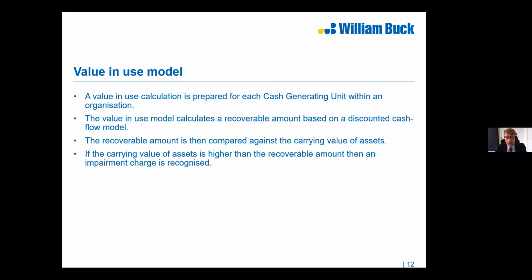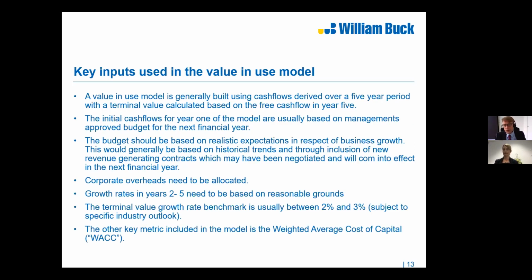In terms of the value in use model, the value is calculated for each cash generating unit within an organization. As I mentioned previously, it's calculated as a recoverable amount based on a discounted cash flow model. I'm not sure how recently you all went to university, but it's pretty similar to the NPV calculation that you would have done as part of your college education. Then this recoverable amount, which has been discounted back, is compared against the carrying value of assets. If the carrying value of assets is higher than the recoverable amount, then an impairment charge is recognised. So this is how the value in use model works. And I think Liz is going to take us through now the inputs used in the model.